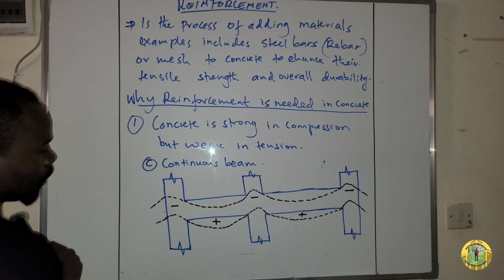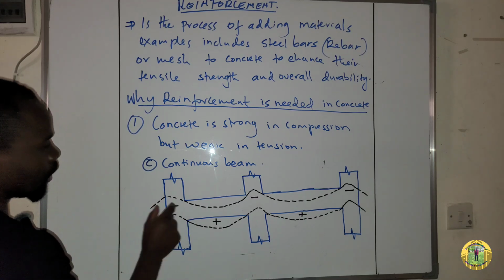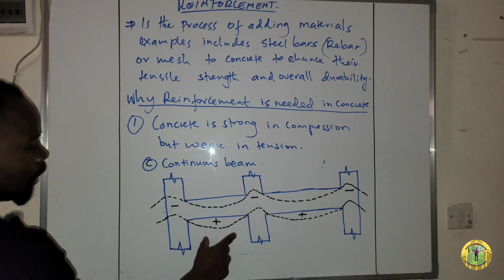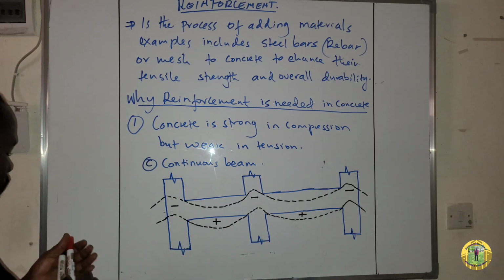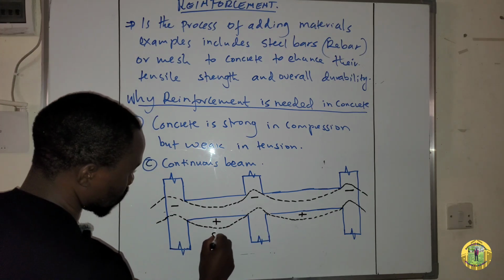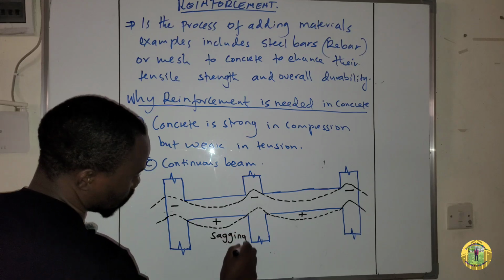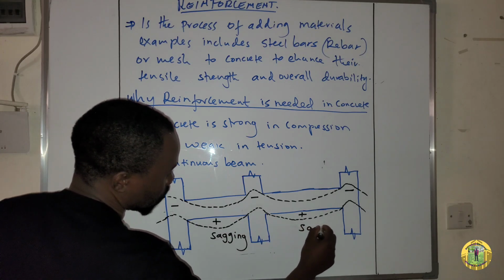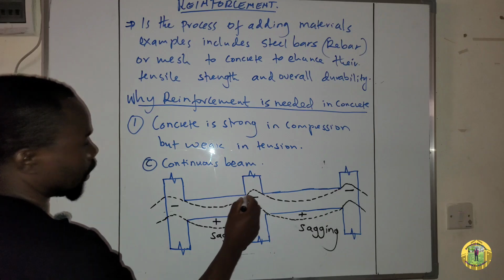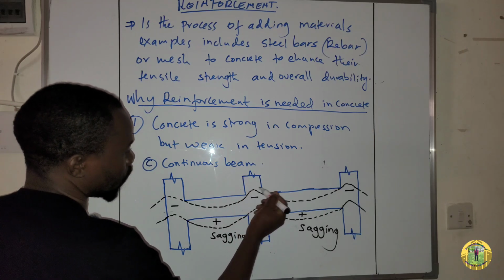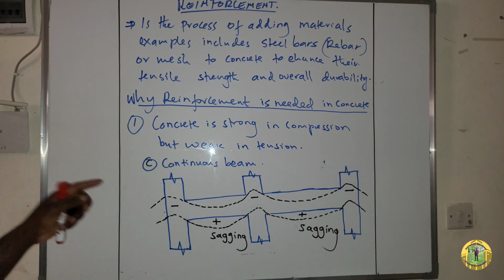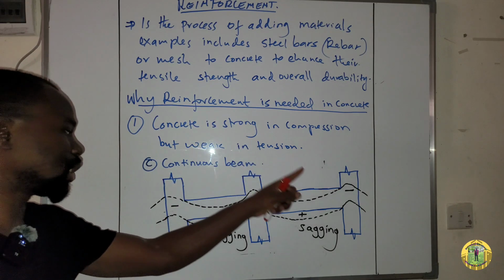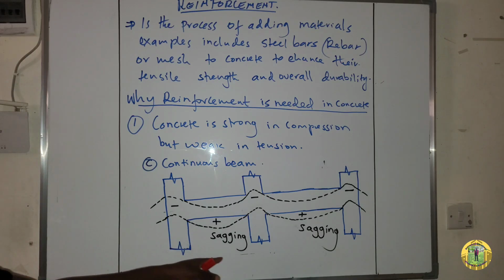At the support, it will experience hogging. And in between the supports, it will experience sagging. So here is sagging, also here is sagging, and here is hogging, here is hogging, here is hogging. The negative sign means negative moment, and positive means positive moment.